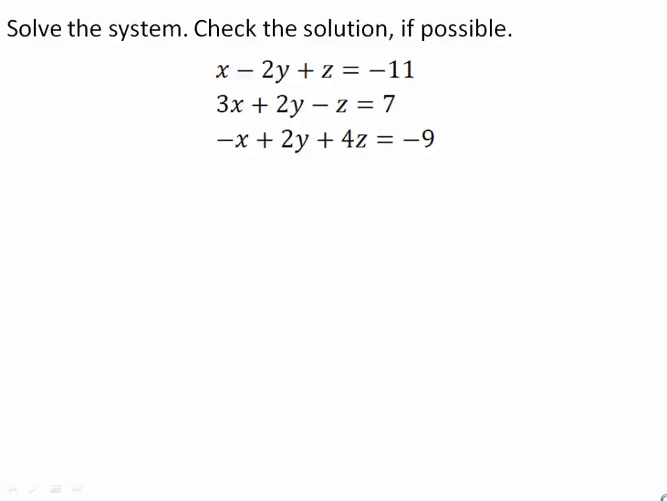Solve the system. Check the solution if possible. x minus 2y plus z equals negative 11. 3x plus 2y minus z equals 7. And negative x plus 2y plus 4z equals negative 9.